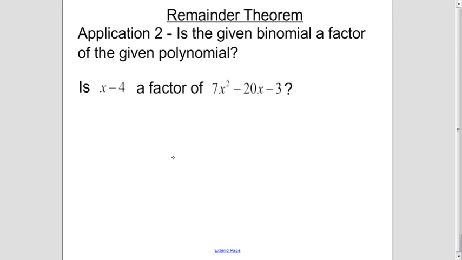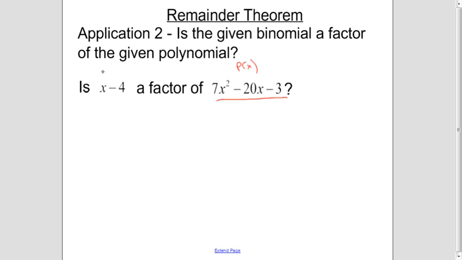I just want to do one more example here to round this series of examples out. It says, is x minus 4 a factor of 7x squared minus 20x minus 3? If when we did a division of this polynomial by x minus 4 there were no remainder, then obviously it goes into it evenly, so it would be a factor. So again, I'm circumventing the whole division process by just using the remainder theorem, because that's all I'm really interested in here. It's a great application for it.